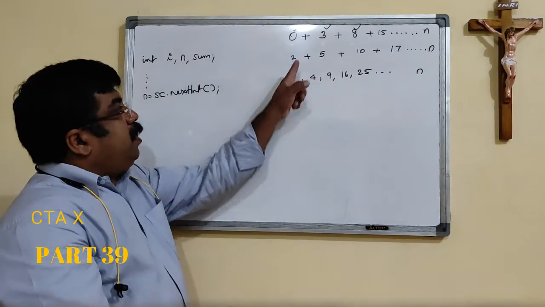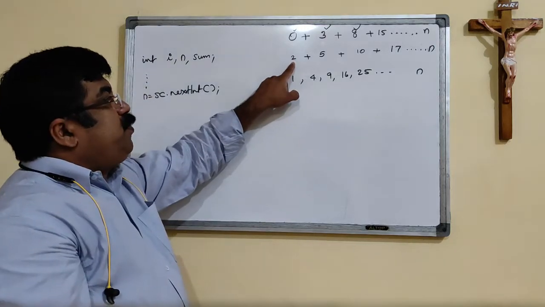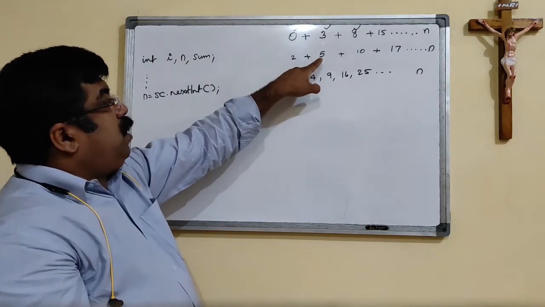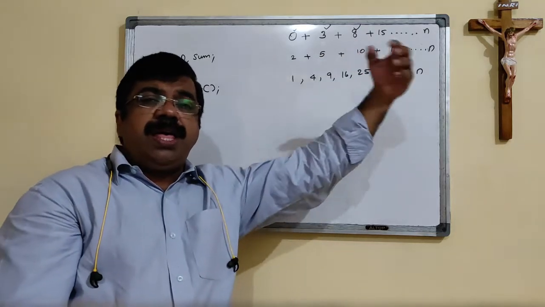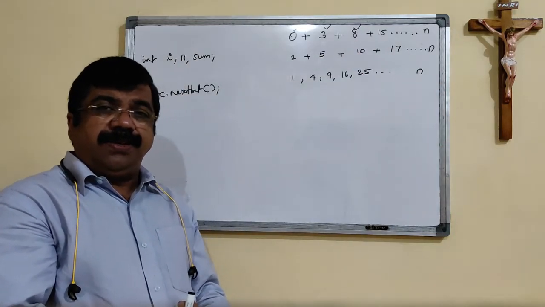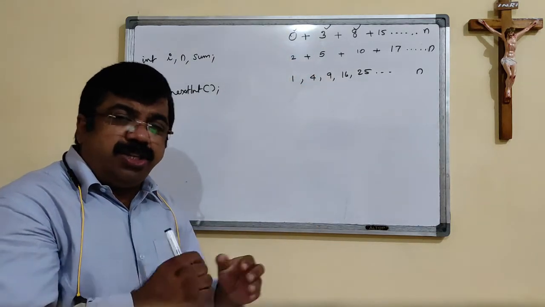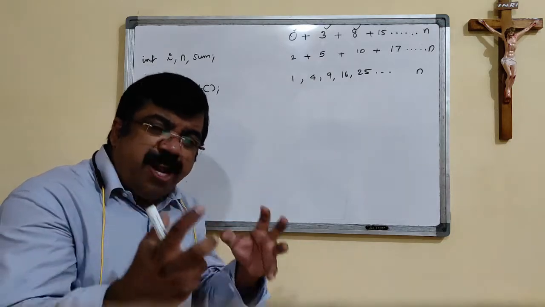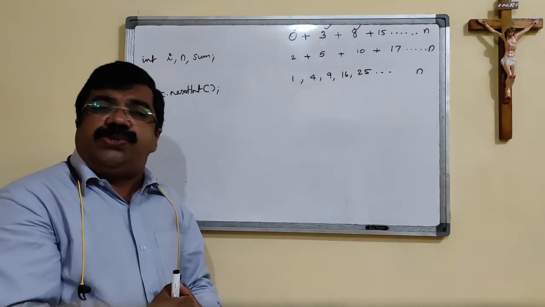Now, let us go for the next program, which is printing the sum of the series 2 plus 5 plus 10 plus 17 plus etc. up to the n. See, what is the relationship between them? As I told previously, we should find out some relation between the digits in the series.